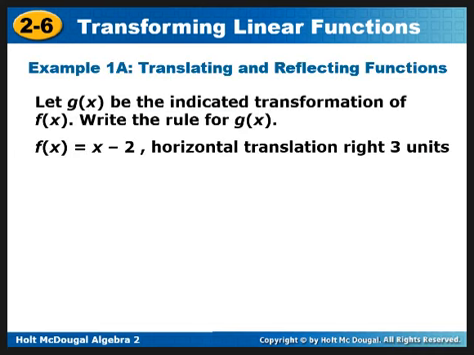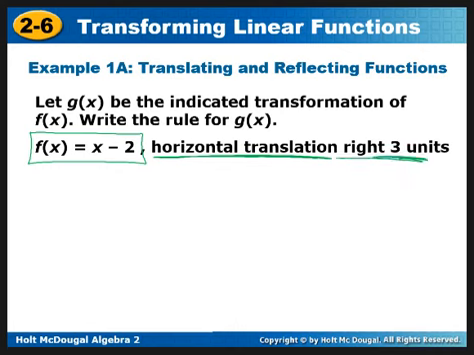Okay, so this is how we're going to start. It says let g of x be the indicated transformation of f of x. Write the rule for g of x. So we're given an original function. It says f of x equals x minus 2. And it says we want a horizontal translation, meaning we're going to move it left and right. In this case, we're going to go right 3 units.